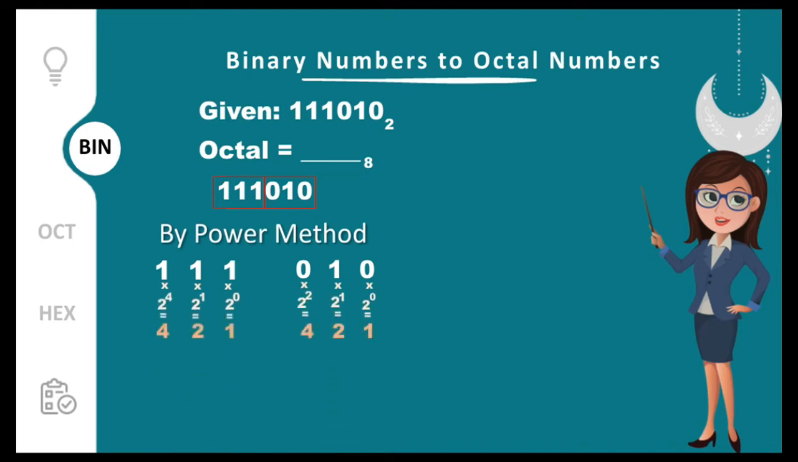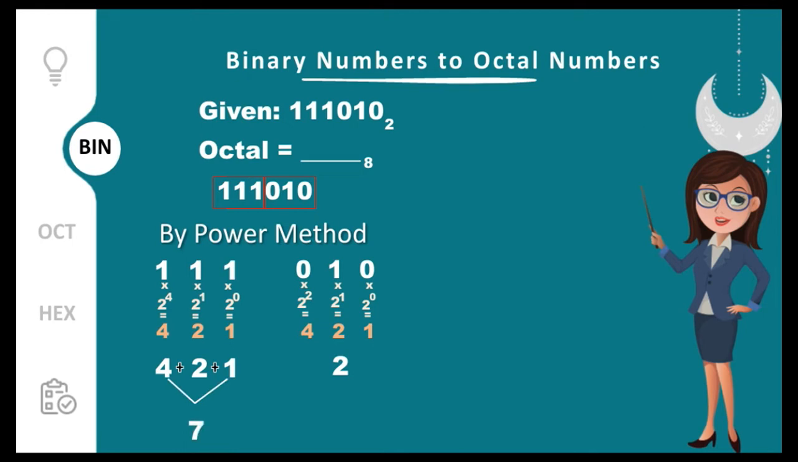On the first part, which is the right part, let's multiply 0 times 1 is 0, and 1 times 2 is 2, and 0 times 4 is 0. On the left part, 1 times 1 is 1, 1 times 2 is 2, and 1 times 4 is 4. With these products, on the left part, let's add 4 plus 2 plus 1, and we get the answer 7.